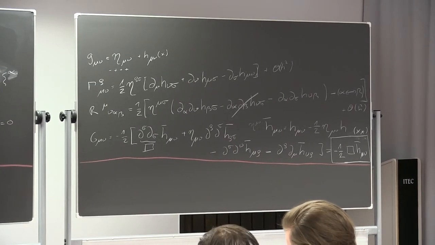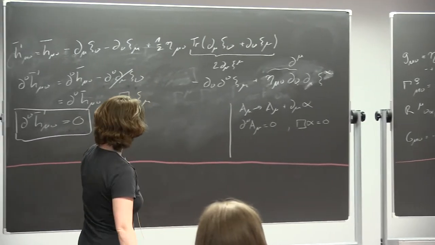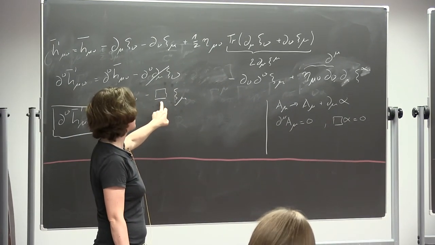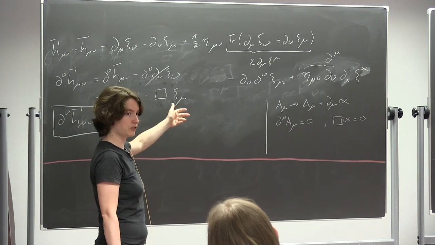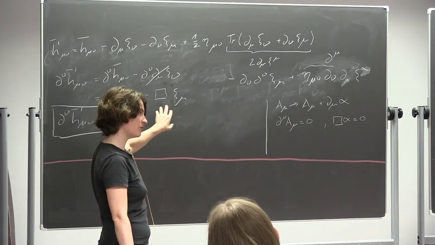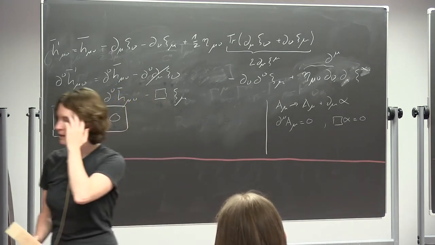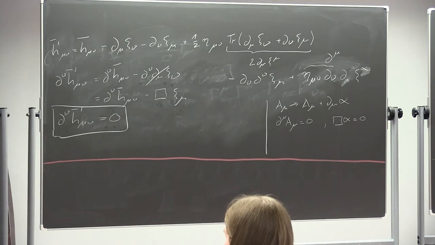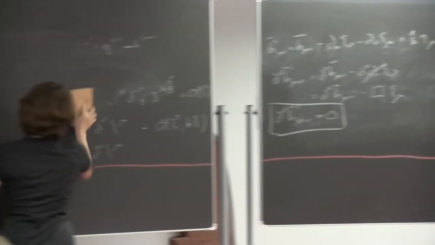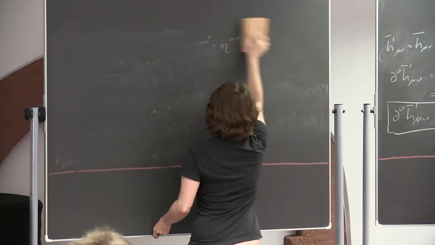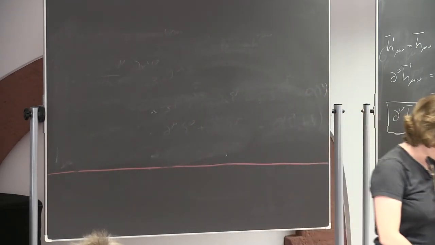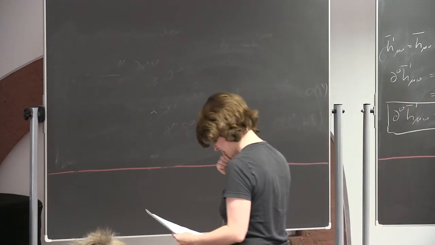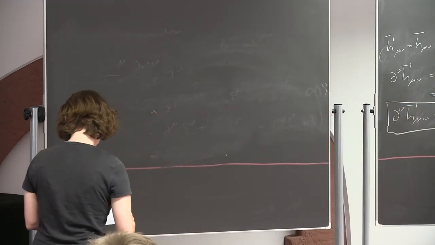Okay, but now we still need to deal with something. We can still have transformations with box xi equals zero, and these are still only gauge degrees of freedom, right? So before identifying what is actually the gravitational wave, you need to take care of these.